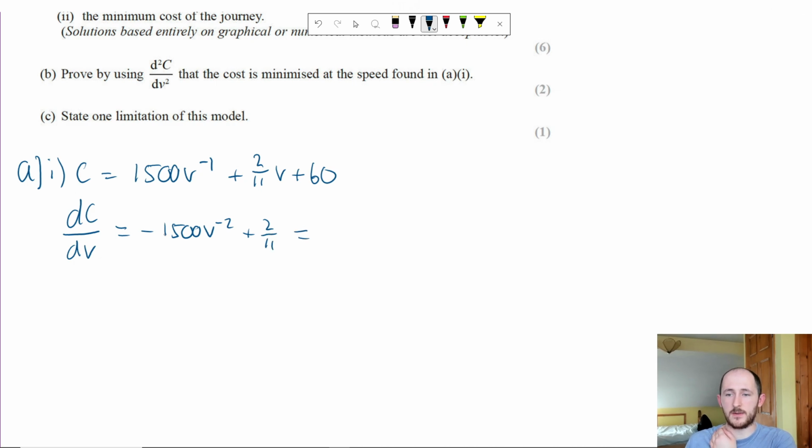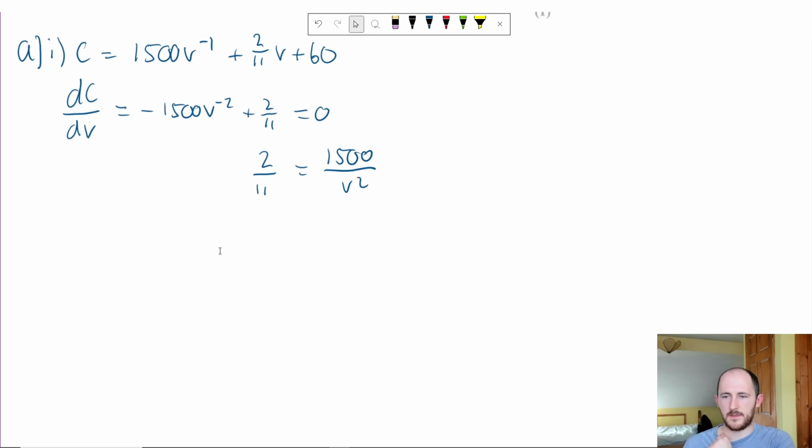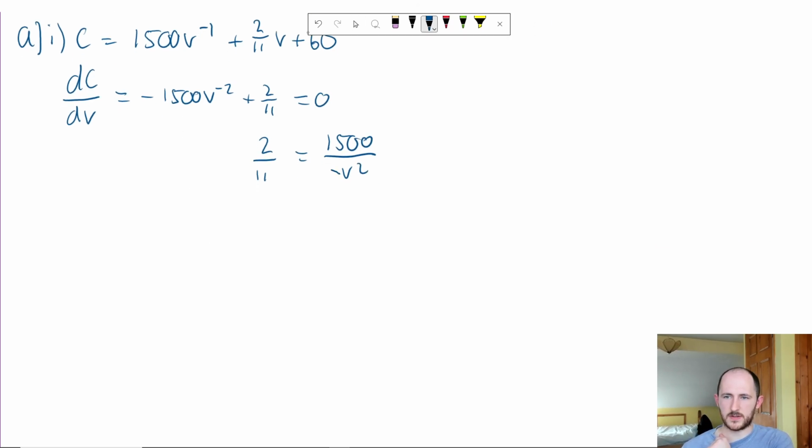And again, we want to make this equal to 0. So if I move the 1500 V squared, I'm actually going to write that like this. But hopefully you can see it's the same thing. Then if I just kind of move this over, so V squared will go up, 2 will go down, 11 will go up. We have V squared equals 11 times 1500 over 2. And then square root that, and that will give me my answer for part 1.